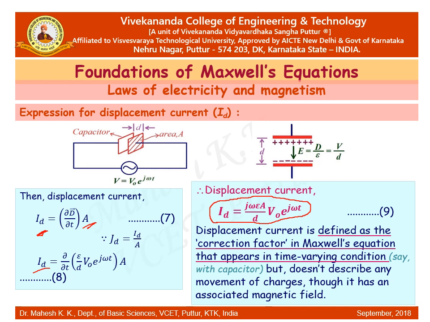So displacement current here is defined as the correction factor in Maxwell equation that appears in time varying condition, that means in the presence of the capacitor. What do we mean by current? How do we define current? Current is nothing but rate of flow of charge. But in the case of displacement current, it does not describe any movement of charges. But it is associated with a magnetic field. It is not a movement of charge, but it is associated with a magnetic field. That is the speciality of displacement current.